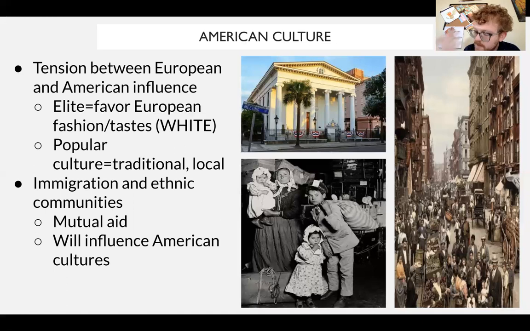So this is what's going on in terms of American culture. We do see a preference among the elite for European culture. However, with the presence of immigrants, with this traditional lower class, with popular culture, there is going to be the blending of these different influences into something unique that will help define these North and South American countries.